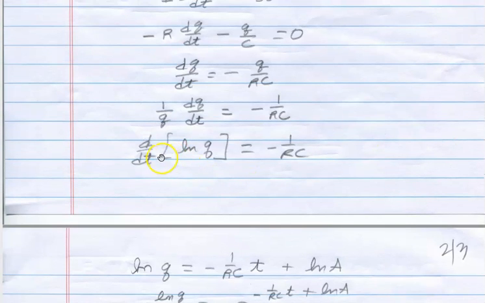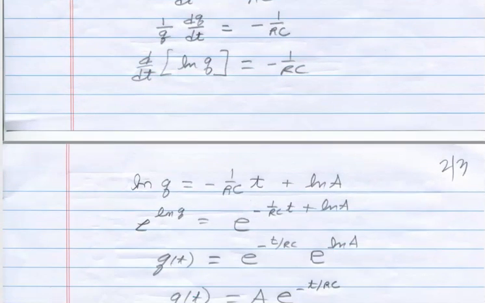So I do an indefinite integration on this side and this side. The indefinite integral of this derivative of log q is just natural log of q. And the indefinite integral of a constant is just t times that constant. And then I have to put in an integration constant again. This time I won't put it in as a, but if a is a constant, then natural log of a is also a constant. So here's my integration constant in a convenient form for this problem.